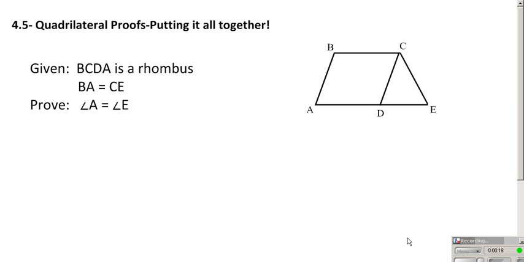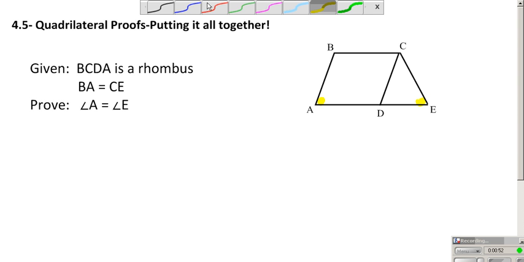Now, in these quadrilateral proofs, we're finding that our given information has so many options that our original strategy from chapter 3 about starting with the given, figuring out our first step, doesn't really work anymore. Instead, this time it works a lot better if we work our proofs backwards. If we look at where we want to end up, so for example, I want to say that angle A is equal to angle E.